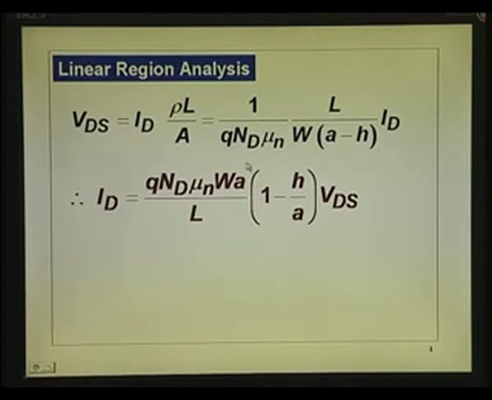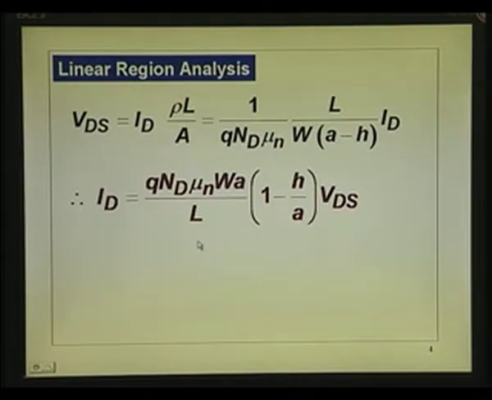So, now I put ID is equal to VDS into this whole thing goes up to numerator. I just put it in terms of ID now. ID is equal to q n d mu n W taken on that side. I pull this A out and within bracket you get 1 minus h by A. Okay. I have just rewritten that.